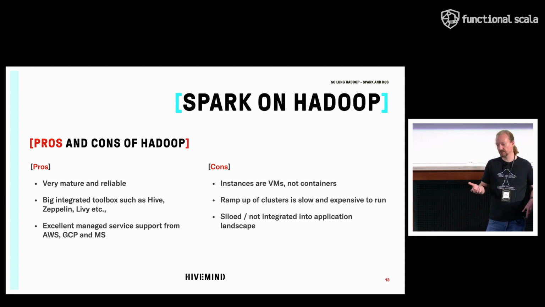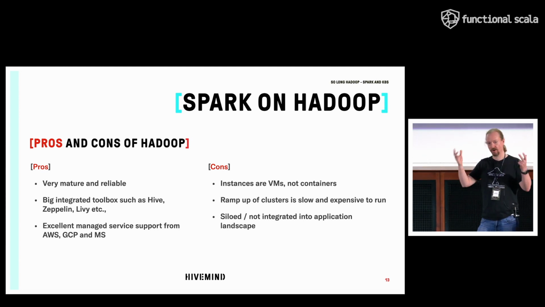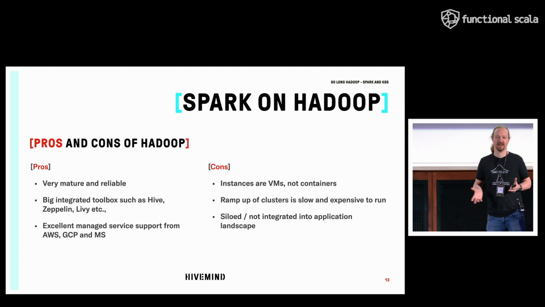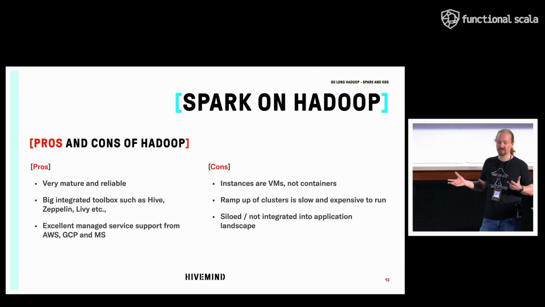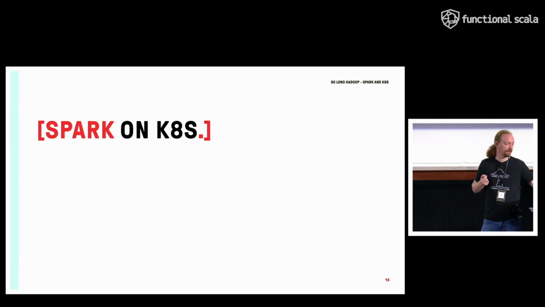It's siloed, and that's actually the biggest problem, because EMR, or Hadoop generally, is just one cluster type. It just runs there, and it is not integrated in the rest of the application landscape. And lastly, the Spark version is tied to the cluster environment that you're running on. So we want to get rid of that, and that's where Kubernetes comes in.